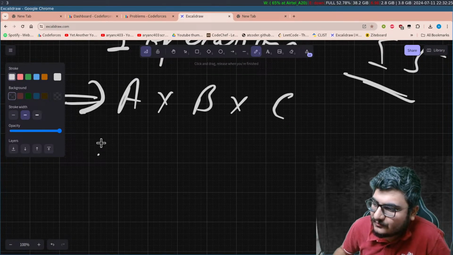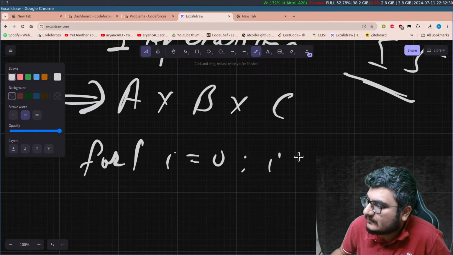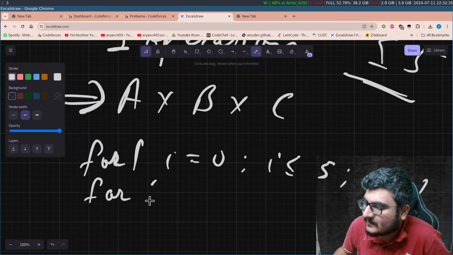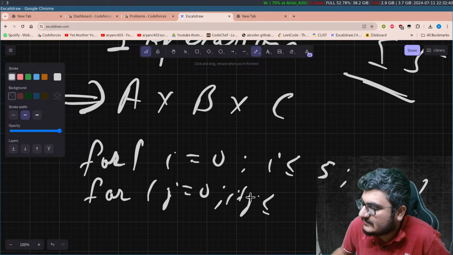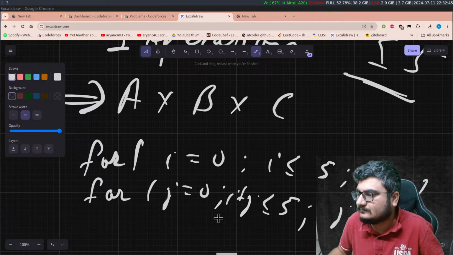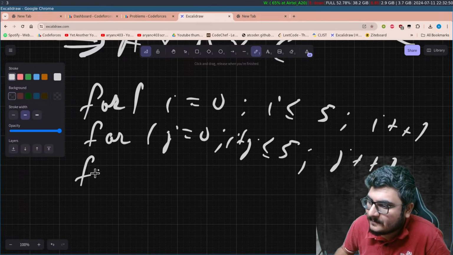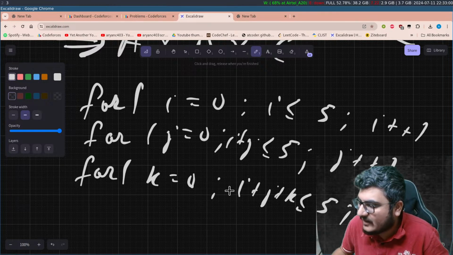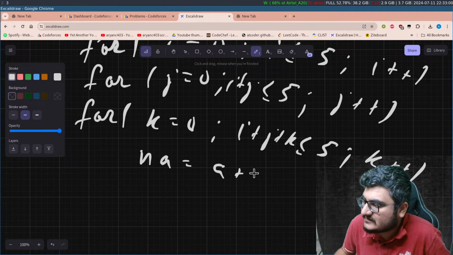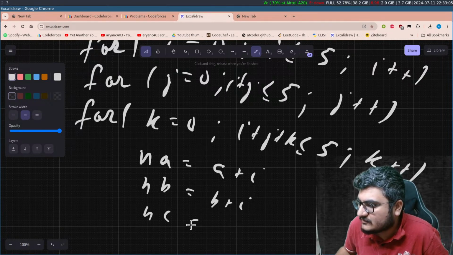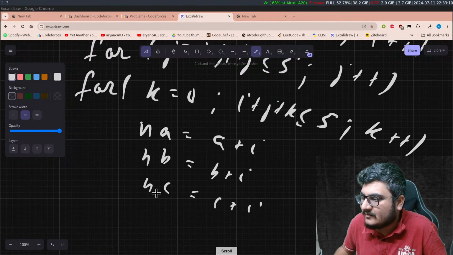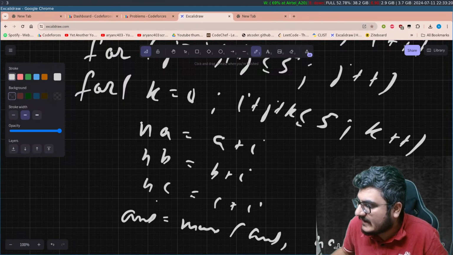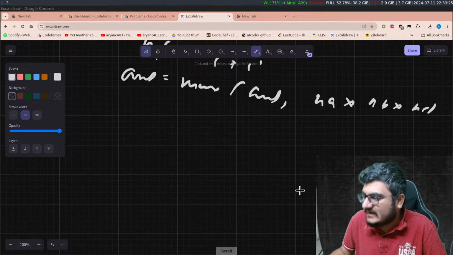For example, you can have 3 for loops. For i equal to 0, i less than equal to 5, i plus plus, where i denotes how many times we should increase A. For j equal to 0, i plus j less than equal to 5, j plus plus, where j denotes how many times we have to increase B. And for k equal to 0, i plus j plus k less than equal to 5, k plus plus. Now the new value of A would be A plus i, new value of B would be B plus j, new value of C would be C plus k. You can maintain a variable answer, which you take max with: answer equal to max of answer and the new value of A into new value of B into new value of C, and so on. This is one solution over here.